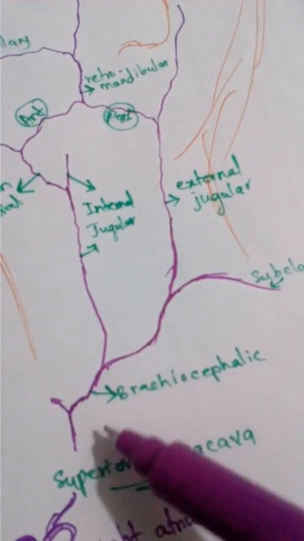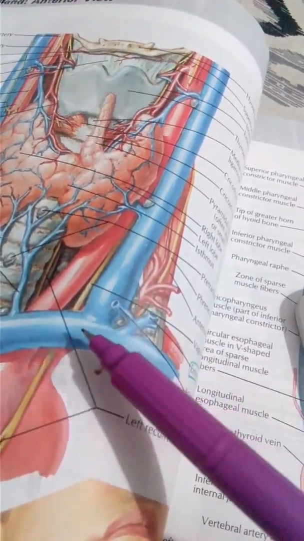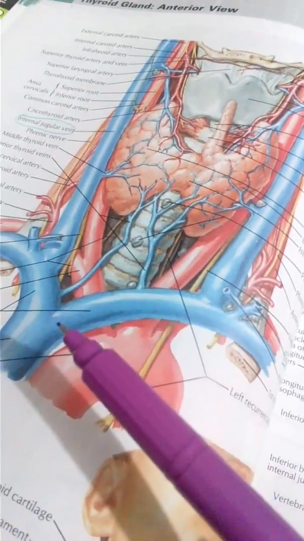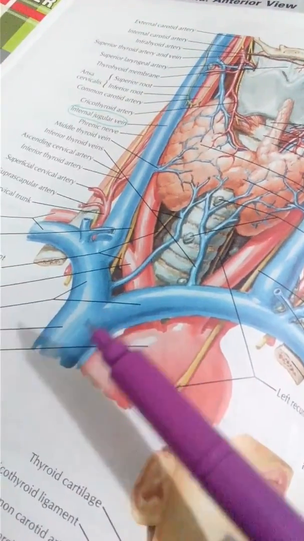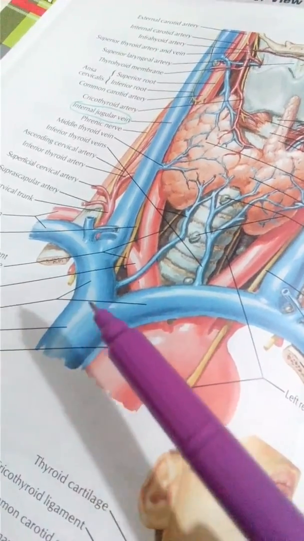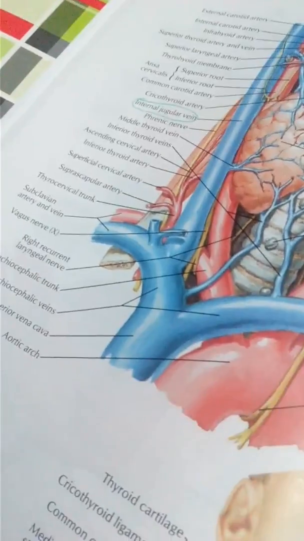So this is easy, isn't it? As I had said over here, the internal jugular also drains into the brachiocephalic. This is the subclavian part, and this is the brachiocephalic, and this is the superior vena cava. This is the brachiocephalic from the other side coming, and the brachiocephalic veins of both sides join to form the superior vena cava. So this is the venous drainage of the face and scalp, and we are done over here.